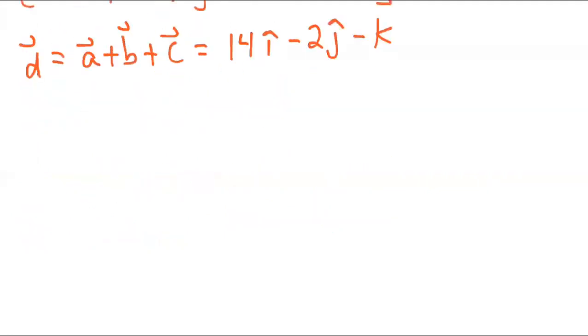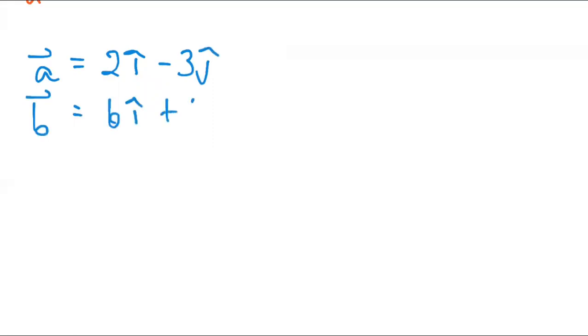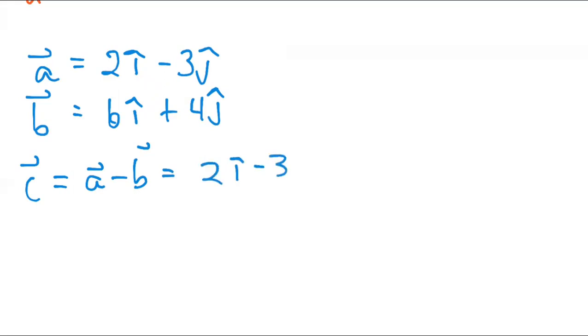If we want to subtract, it's pretty straightforward. We're just going to subtract them instead. So let's say A is equal to 2i minus 3j. B is equal to 6i plus 4j. And let's just say C is A minus B. So we just need to distribute a negative into there. So we would get 2i minus 3j minus 6i plus 4j.